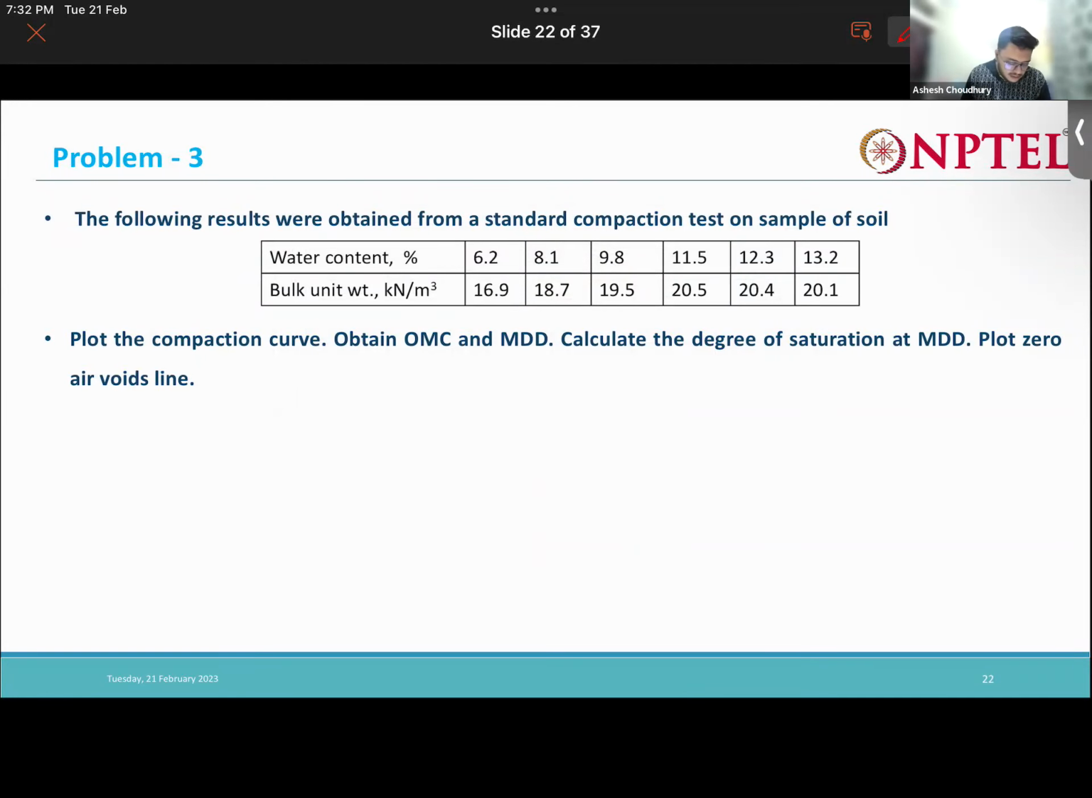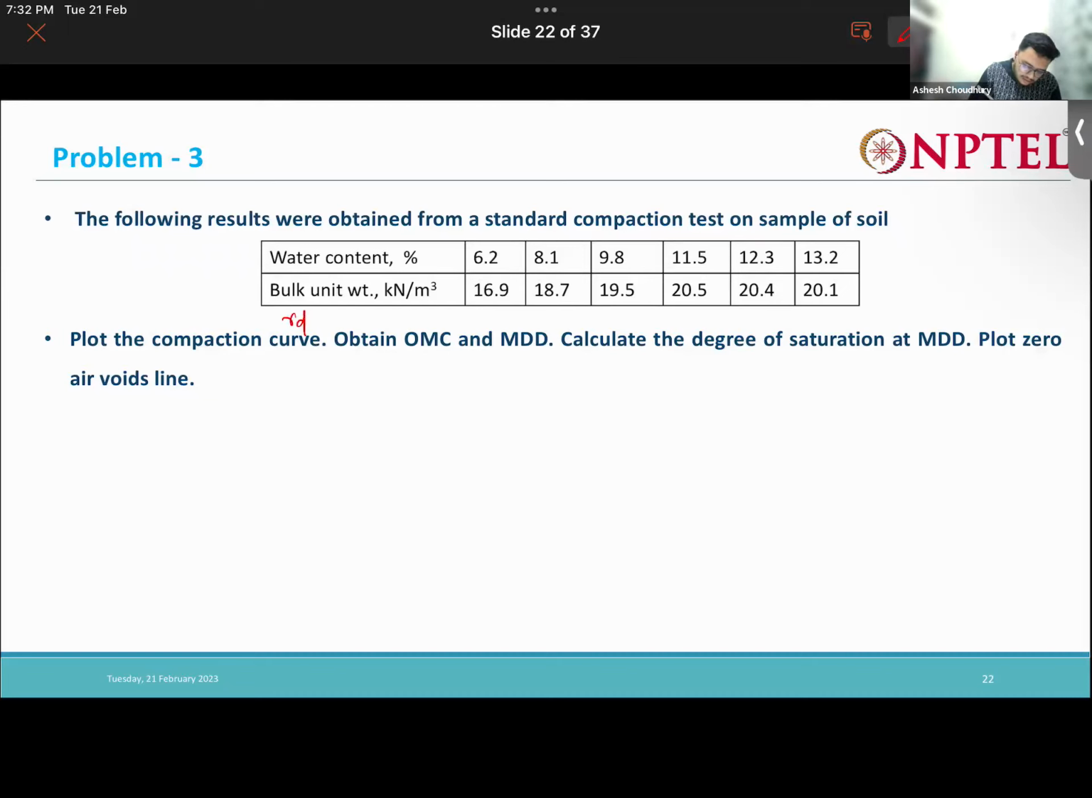Now let us see the next problem. Exactly the same problem. Water content is given, and also bulk unit weight is given, right? So you need to plot the compaction curve and determine the maximum dry density. I hope we can do this. It's exactly the same. So you have all the water content. I will just write here.